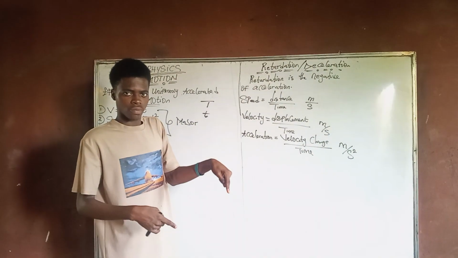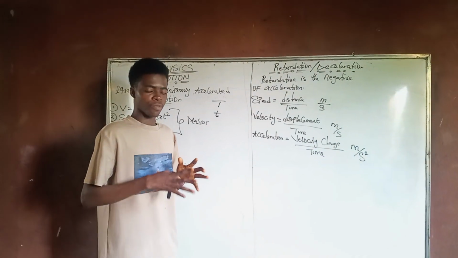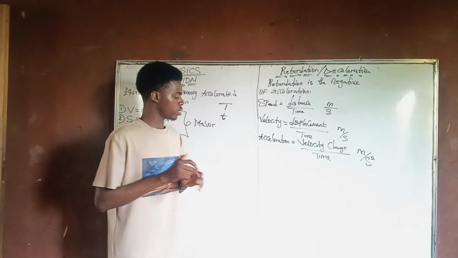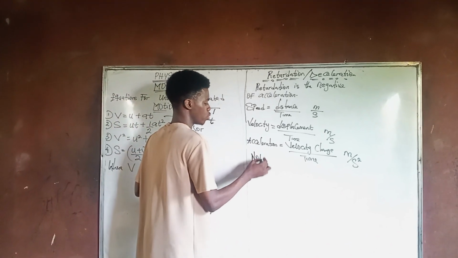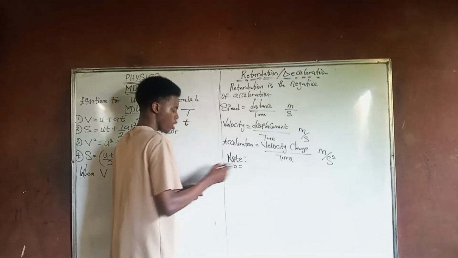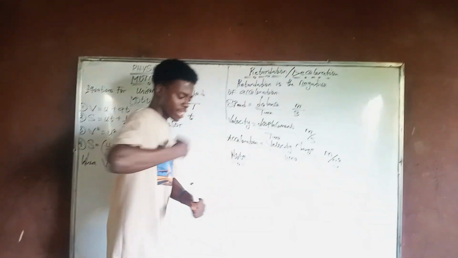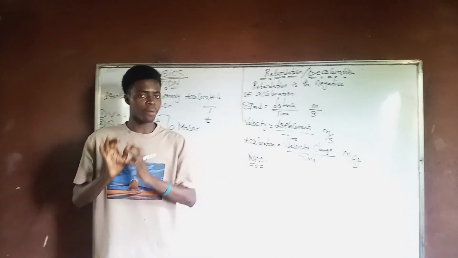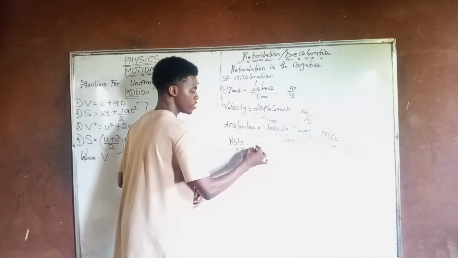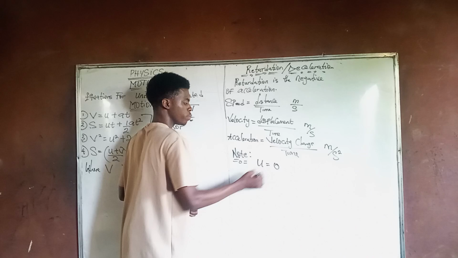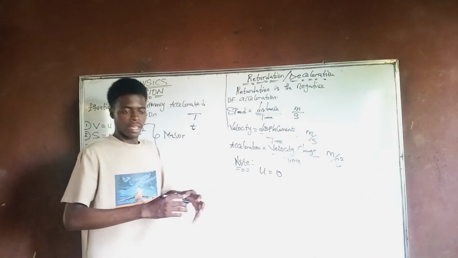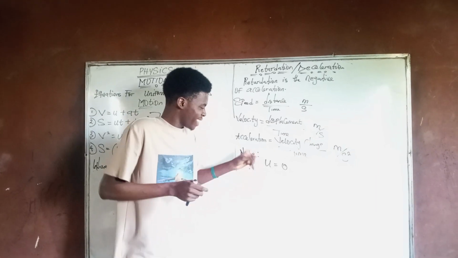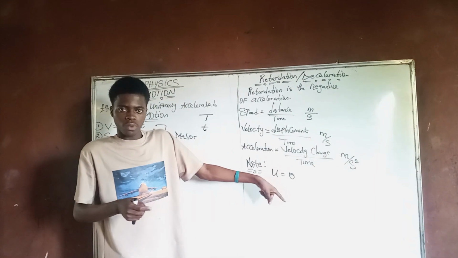Before we move into this topic and start solving questions, there are some things you need to note. When a body is starting from rest, I'll say that again, when a body is starting from rest, your initial velocity is 0. Meaning the body is at a particular position. Take note, initial velocity is 0.